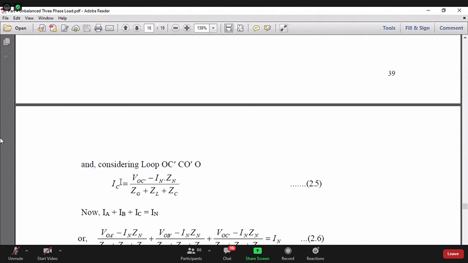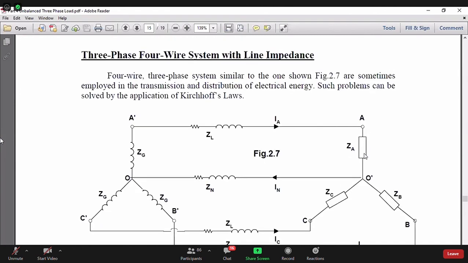If these are known, and somebody asks what is the voltage of the A phase, that is A O prime, very simple. IA I have calculated. So IA into ZA, that is the voltage. What is the B phase voltage? IB into ZB. What is the C phase voltage? IC into ZC. And then if somebody asks, what is the neutral shift? Yes, IN into ZN. Straight away, right? IN into ZN is the neutral shift.